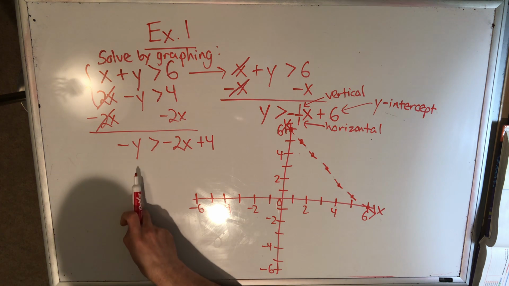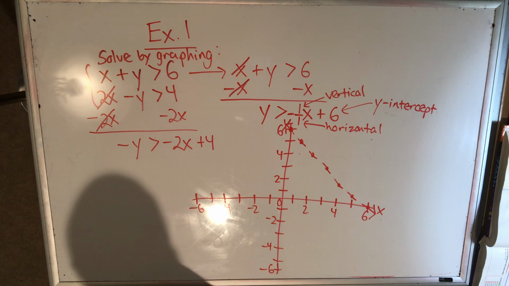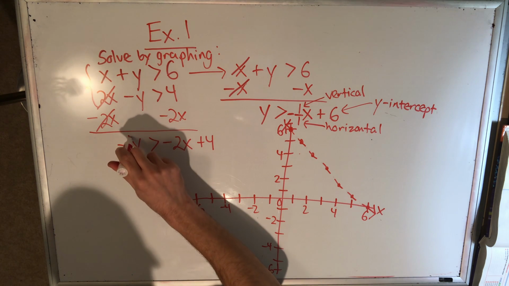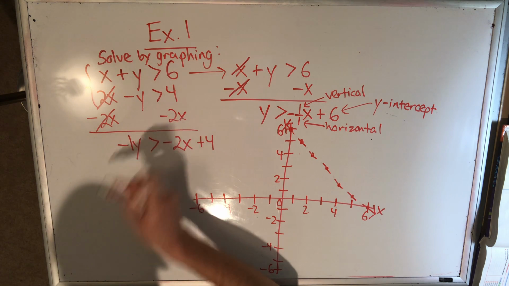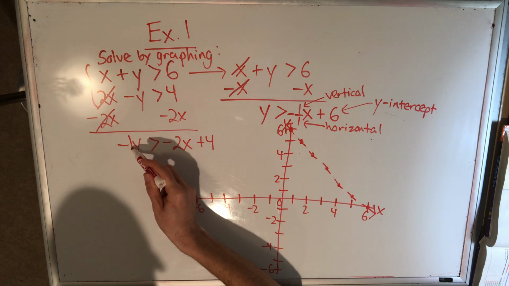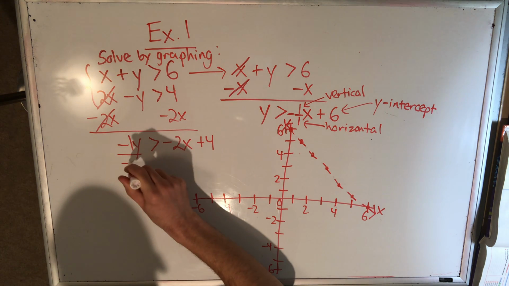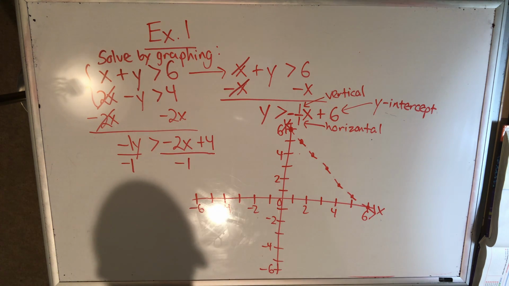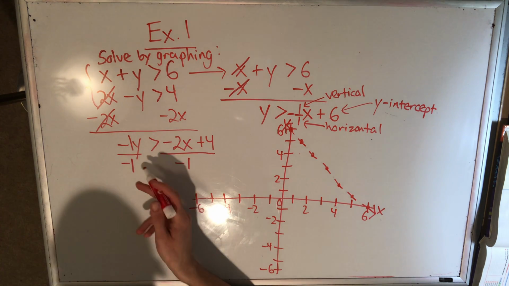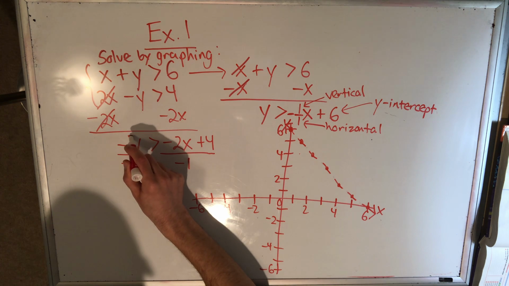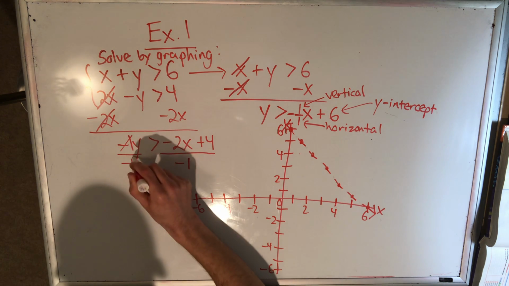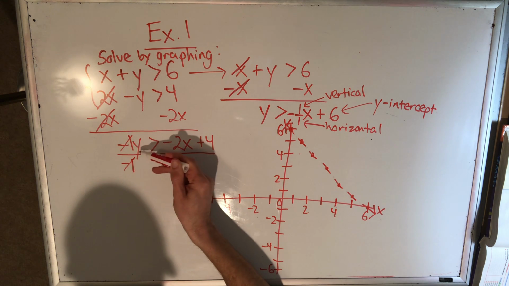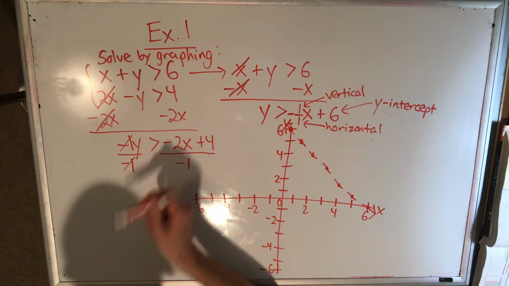We have negative y isolated, but it needs to be positive y isolated. Negative y is the same thing as negative 1y. If there's no number, you can just insert a 1. Y is being multiplied by negative 1, so to get rid of it, do the opposite and divide each side by negative 1, using a fraction line to indicate division. So now the negative 1's cancel out, because negative 1y divided by negative 1 is positive 1y, and y times positive 1 is just y.